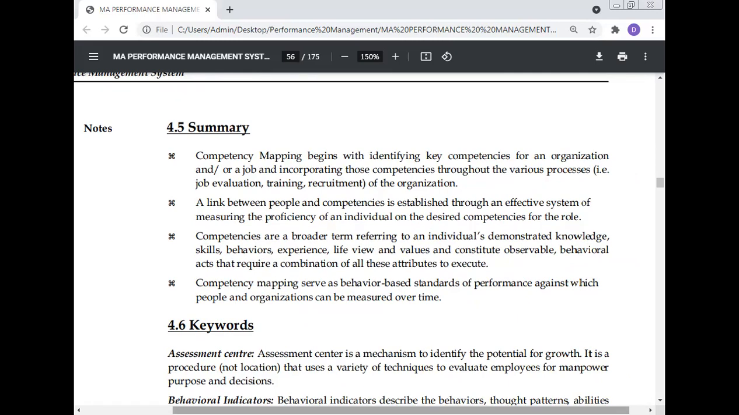Competency is a broader term referring to an individual's demonstrated knowledge, skills, behaviors, experience, life view, and values, and constitutes the observable behaviors and acts that require a combination of all these attributes to execute. Competency mapping serves as a behavior-based standard of performance against which the people and organization can be measured over time.